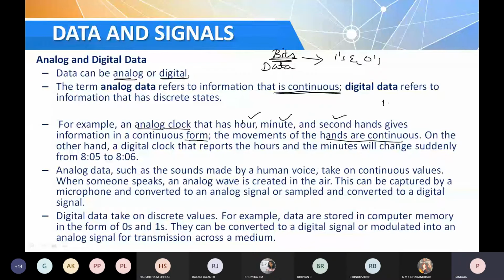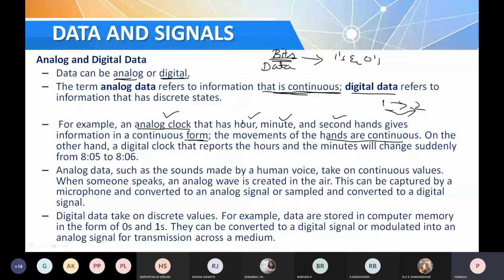Okay, so one does not become directly two. The hand is moving through continuous steps to reach two. So that's why analog data indicates continuous information. You can just give this example, that is an analog clock. You can just compare. That is a good example of an analog clock.